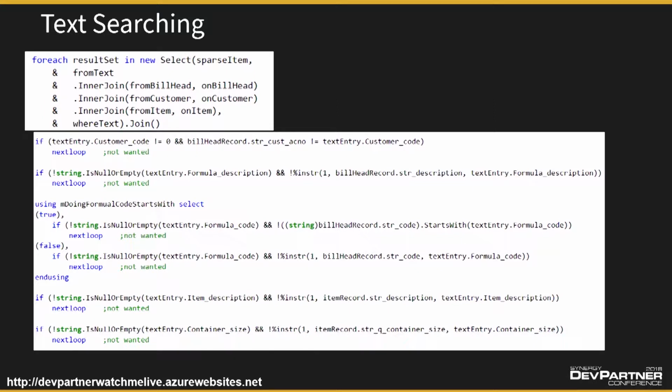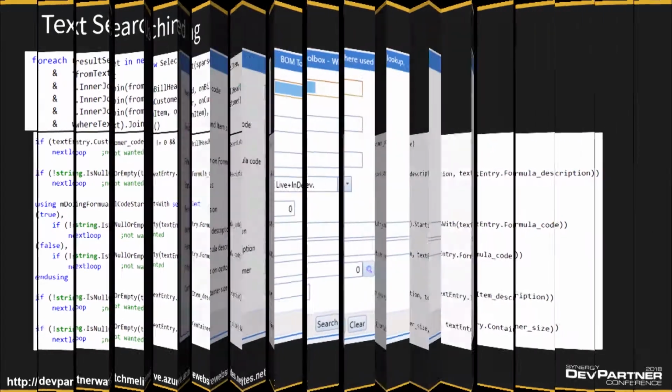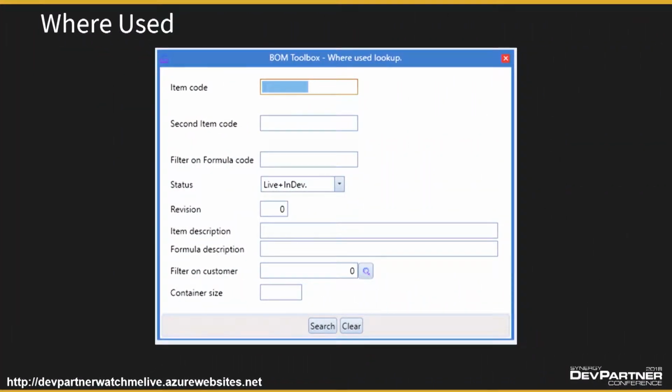We need to perform some additional filtering to limit the results on the select even further, and the results will be matching bills that we can return to the program and display for the user. So quite a bit of select logic there. The where used search is similar to the text search. The user can find all the bills that can either directly use a product or a component code, or where one of its components uses a subcomponent or item code. And again, there are additional filtering options available like the status and text comparisons.